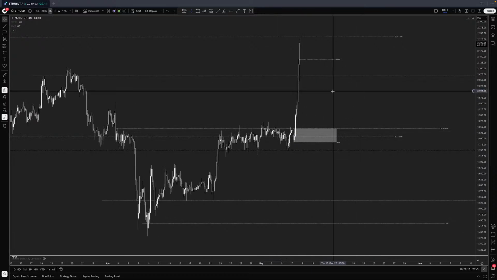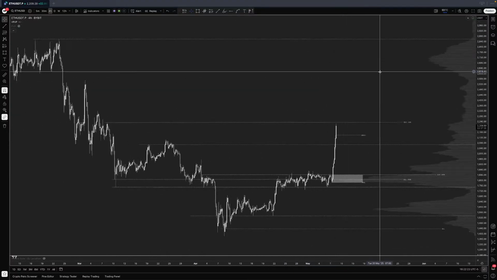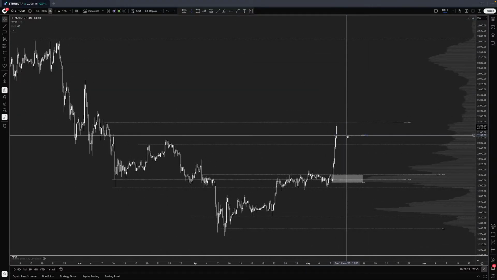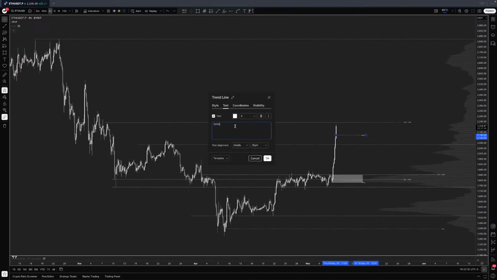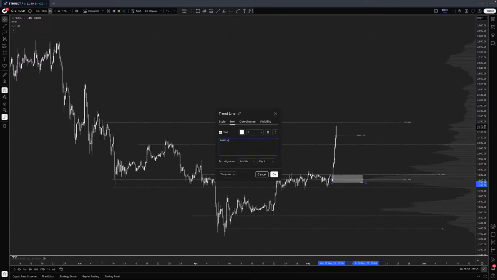And now what we're going to do is also activate the visible range volume profile to see what the intra-week zones actually are. Are they low volume nodes, high volume nodes? I can see that this one is a low volume node, and this one over here can be considered a high volume node.